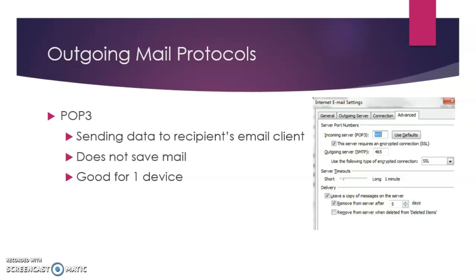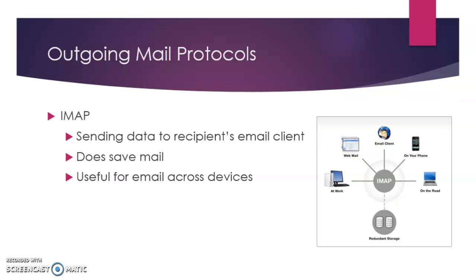This can be good if you just have one device and you don't want to view your email from multiple areas, but realistically in this day and age, I don't think that's a real option. So the other outgoing mail protocol is IMAP. And IMAP is a little bit different from POP3 because it's got a whole lot more features.